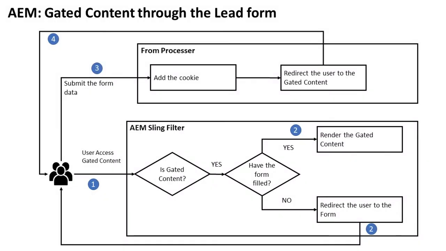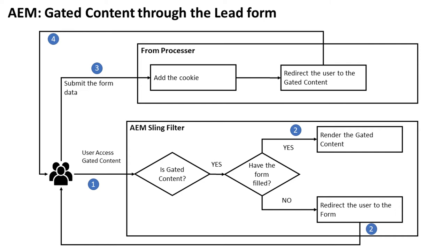The implementation workflow is going to be like this. We are going to define a Sling filter that will check whether the content is gated and also whether the user already filled the form. If the user already filled the form, they will be rendered with the gated content. If not, they will be redirected to the form.